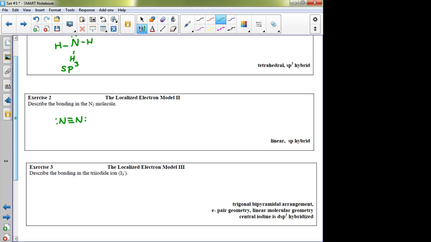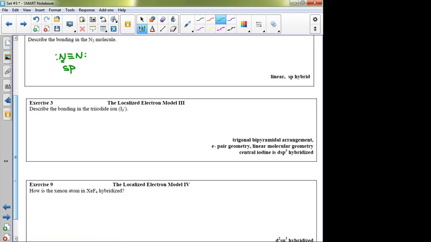Exercise 2 says describe the bonding in the nitrogen molecule N2. Here's what it looks like. How many areas of electron density around this nitrogen? 2. So the hybridization would be sp. And if I asked you for the shape of this, you would say it is linear, because it's only 2 atoms. There's only one shape it could be.